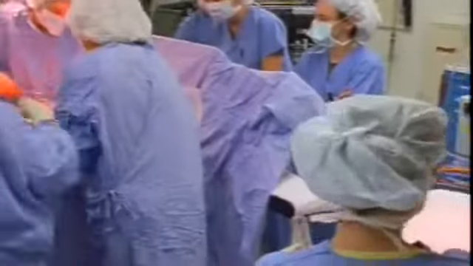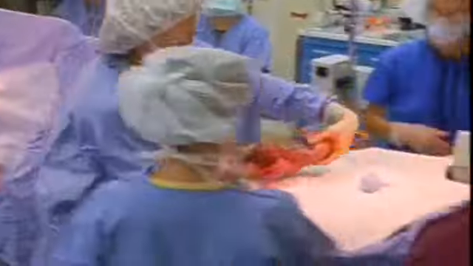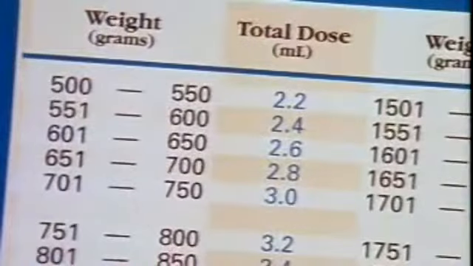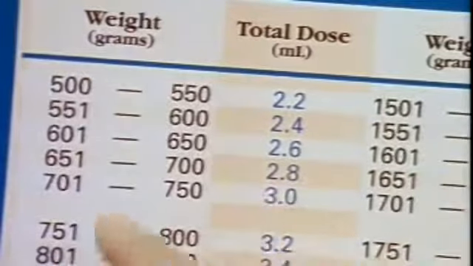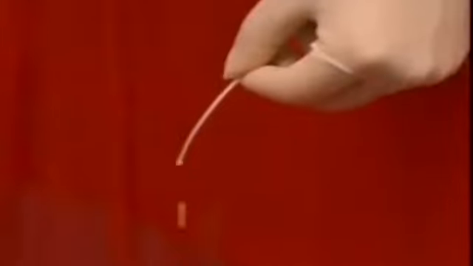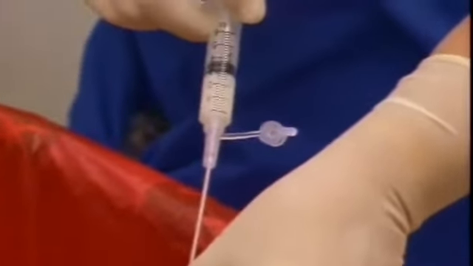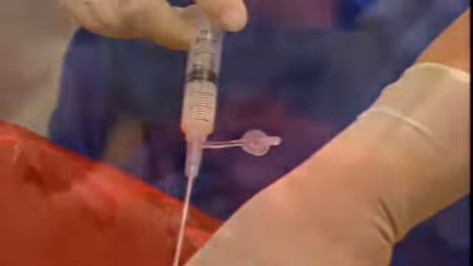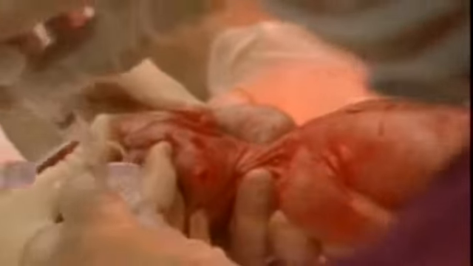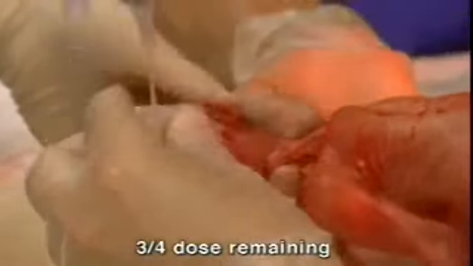Start the dosing procedure as soon as possible after birth. Identify the correct dose on the Surfactant dosing chart based on the birth weight. Then expel excess Surfactant through the catheter. This primes it, leaving a full dose in the syringe. Lower the head and one shoulder slightly. Insert the shortened catheter fully into the endotracheal tube. Inject the first fractional dose.